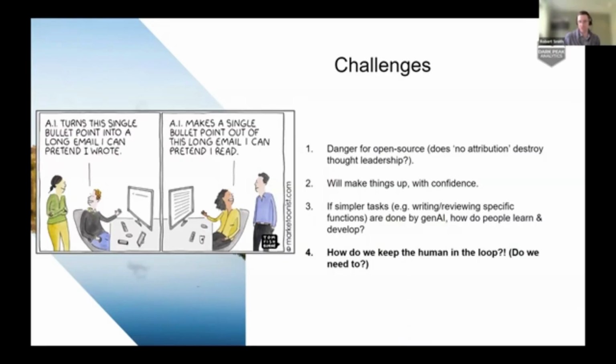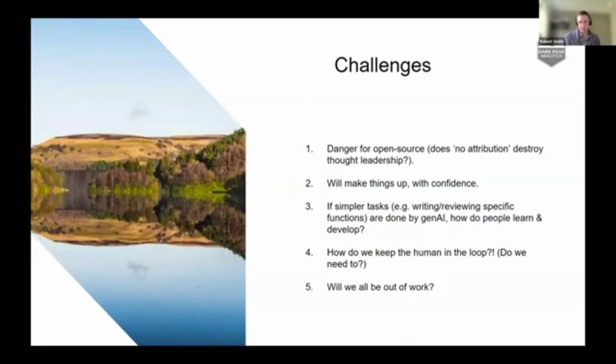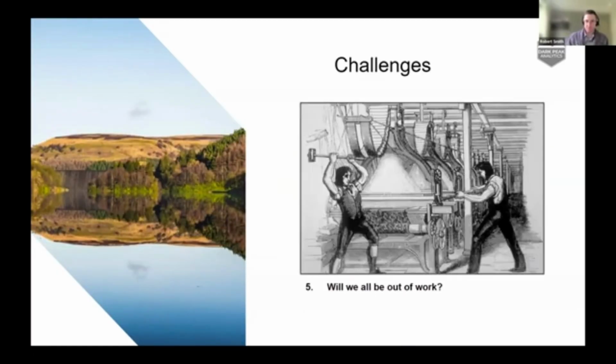And so, is there really ever a human in that loop? And at what stage do we accept that these systems are good enough? That's probably a theme that we'll keep coming back to. And finally, will we all be out of work? Are we all going to become Luddites because we're concerned about AI?